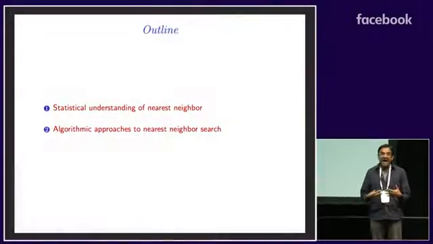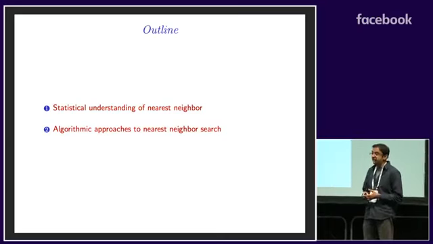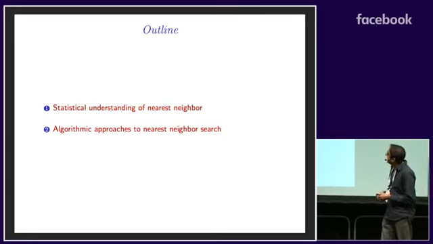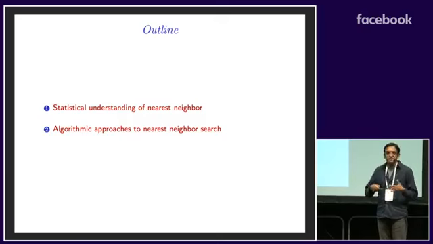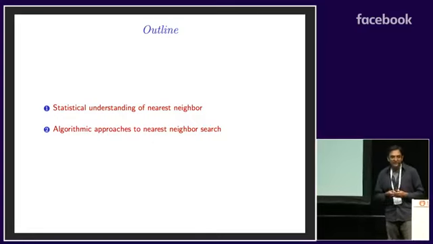Okay, so what I'll be doing is talking mostly about algorithmic aspects of nearest neighbor, basically algorithms and data structures for fast nearest neighbor search. But what I'll do first is to just cement some of the statistical issues that Samory introduced.